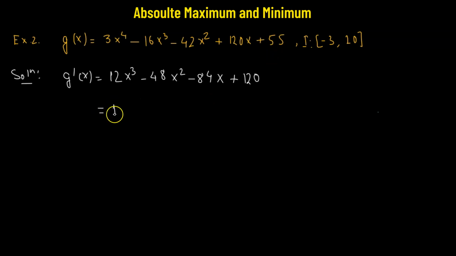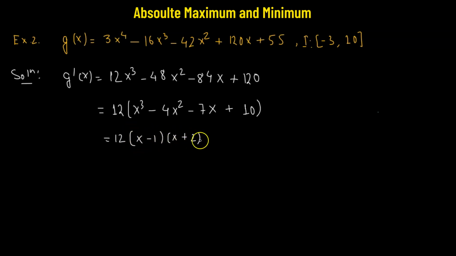Then this can also be represented as 12 multiplied by x cubed minus 4x squared minus 7x plus 10. We have a cubic function, and if we factorize it, this should give us x minus 1 times x plus 2 times x minus 5. So this is our derivative of the function g of x.